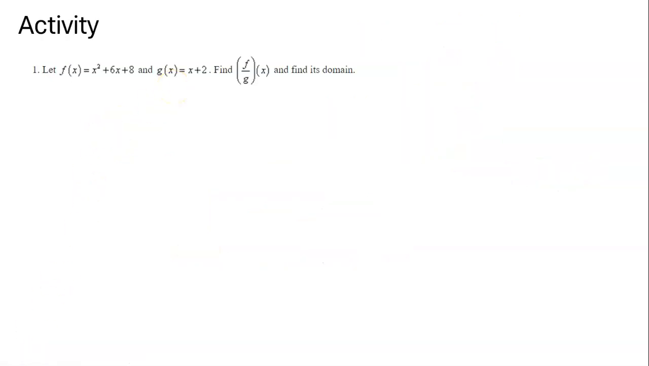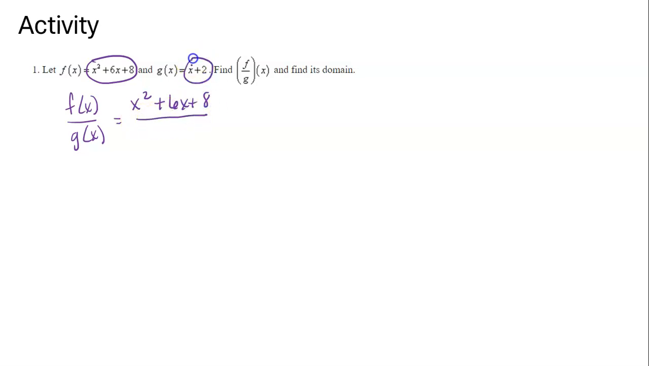And now we're on to the next activity. Oh, good. This one is short. So this is f of x is this and g of x is that. This is f of x divided by g of x. So I'm going to plug this into the top. I'm going to plug this into the bottom.